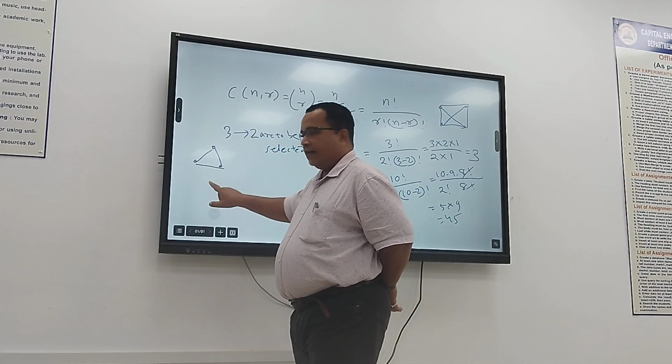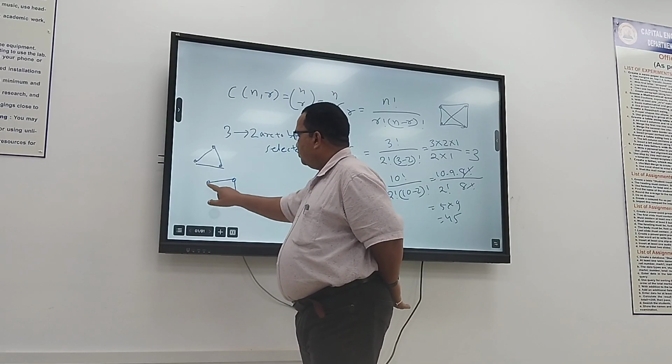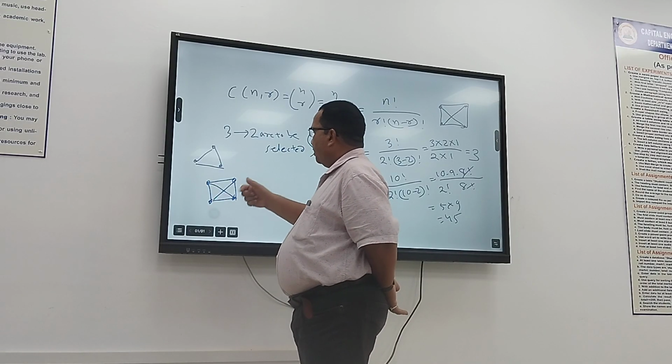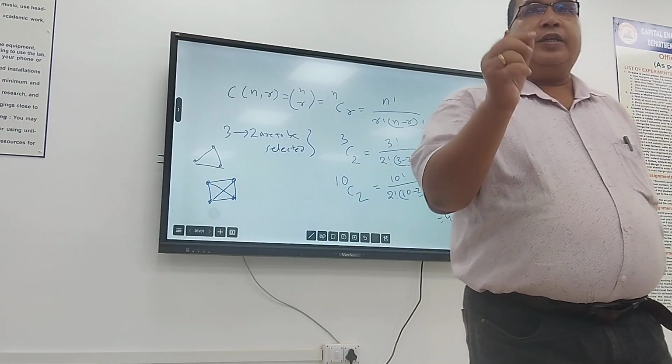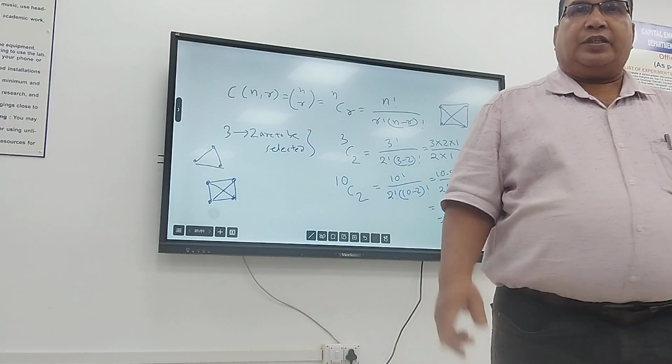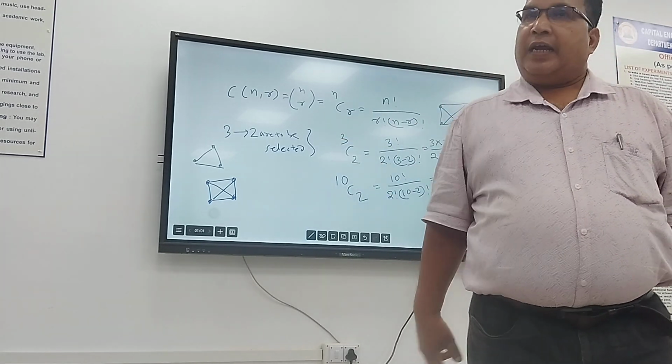Achha, in 4 points, how many lines can we draw? 6. To draw one line, we need 2 points. Out of 4 points, how many ways can we select 2? That many lines we can draw.